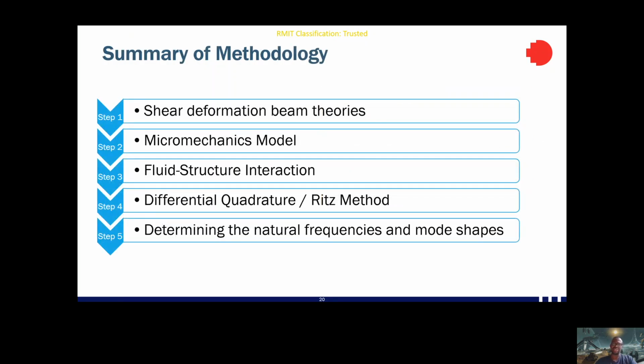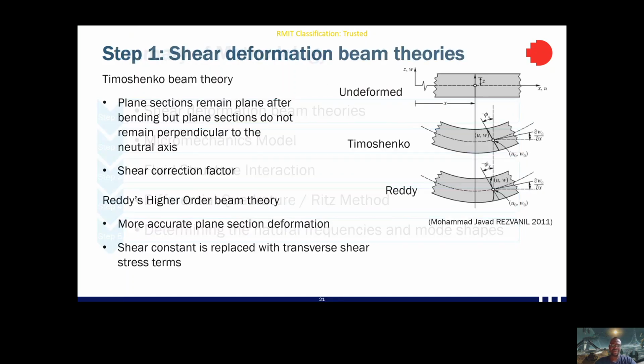In terms of the methodology I'll use to address the different questions, this is a bit of a summary. The first step will be to apply a shear deformation beam theory. This is very fundamental because it determines how the beam will deform. The first beam theory I'll apply is the Timoshenko beam theory, in which the plane sections remain perpendicular after deformation. This leads to the introduction of the phi x term, which denotes the rotation of the plane section with respect to the vertical axis.